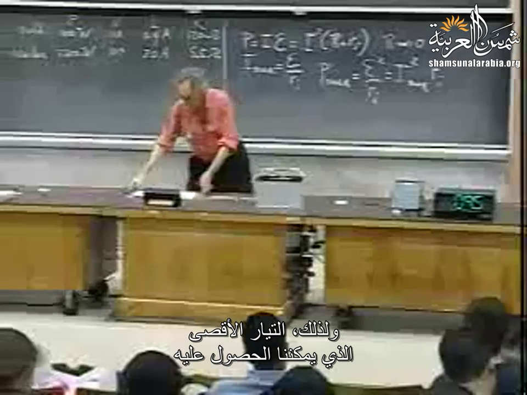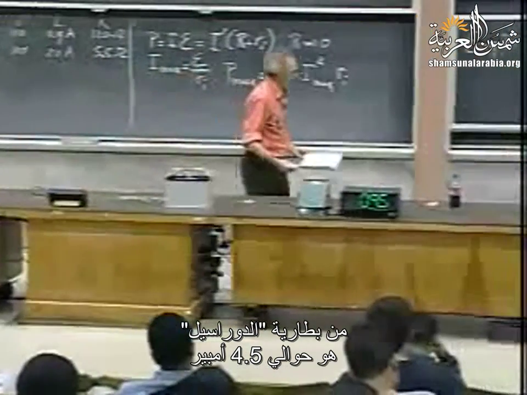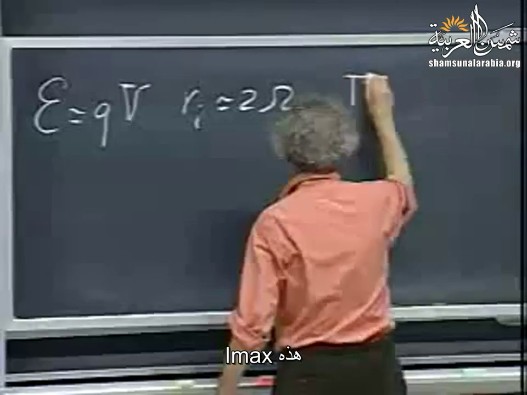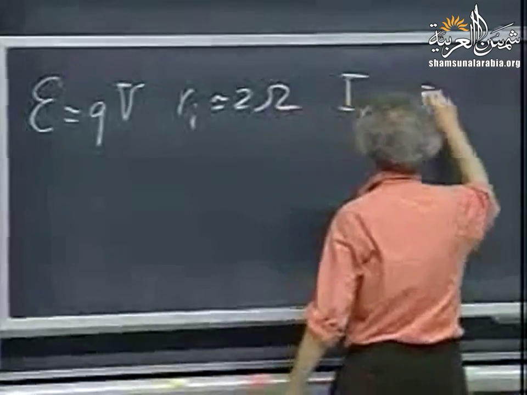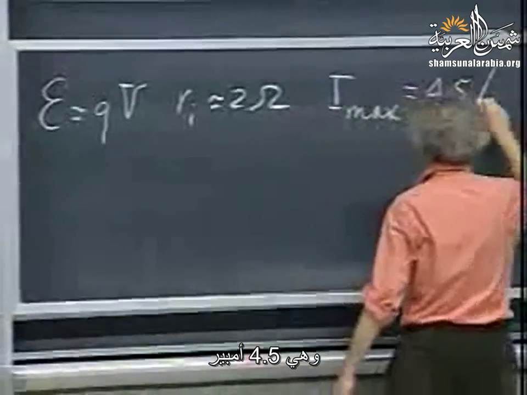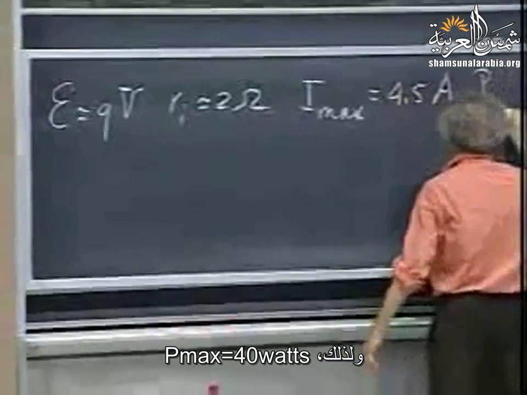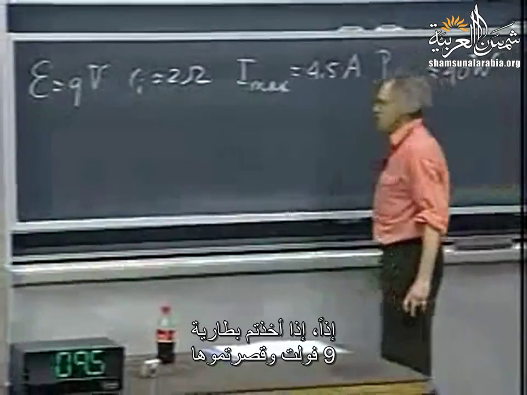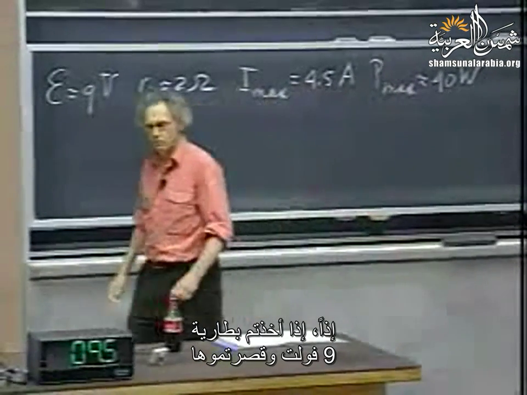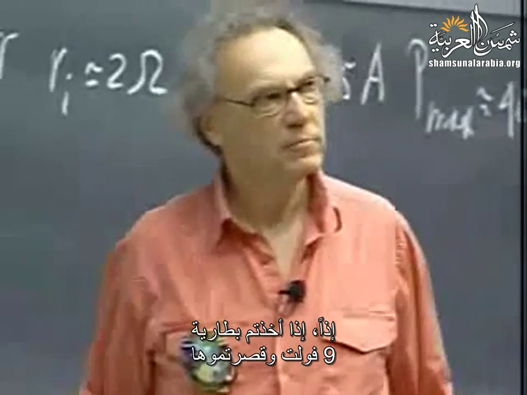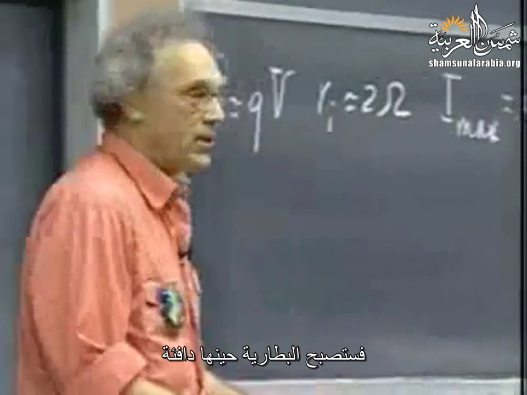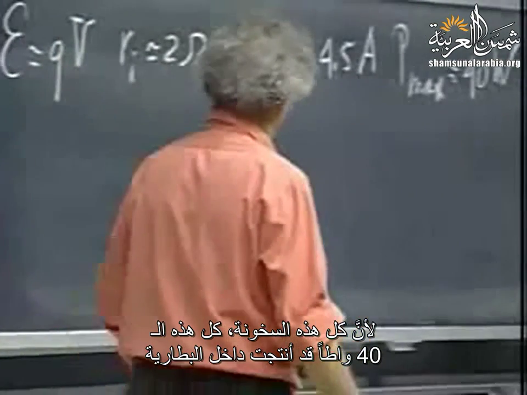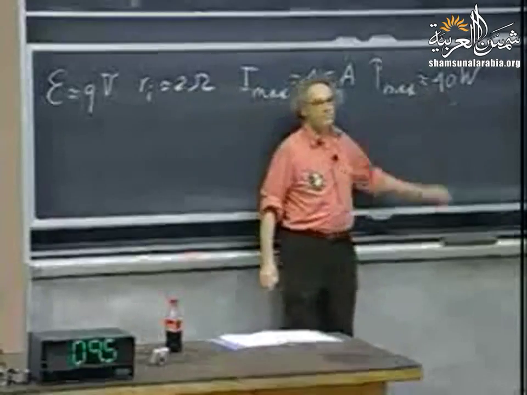And so the maximum current that you can ever get out of a Duracell battery, I max, would be about 4.5 amperes. And so P max would be about 40 watts. So if you take a 9-volt battery and you short it out, then the battery should get warm, because all that 40 watts is generated inside your battery.